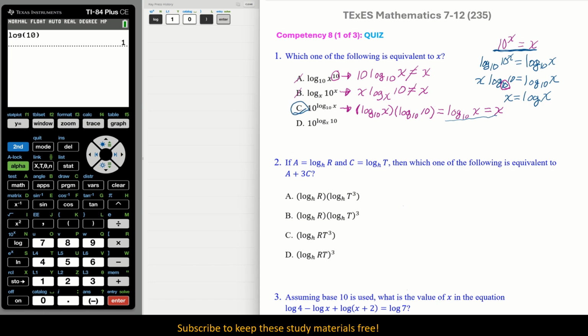Now let's look at D. That's log base x. And if you manipulate it, I'll let you do that for yourself though. I'm not going to waste any more of your time.